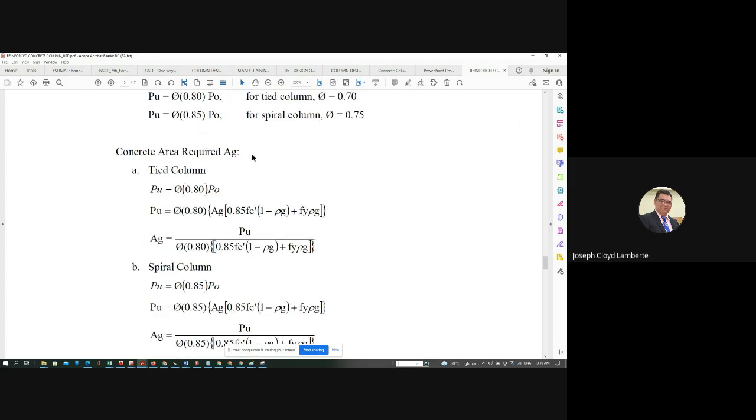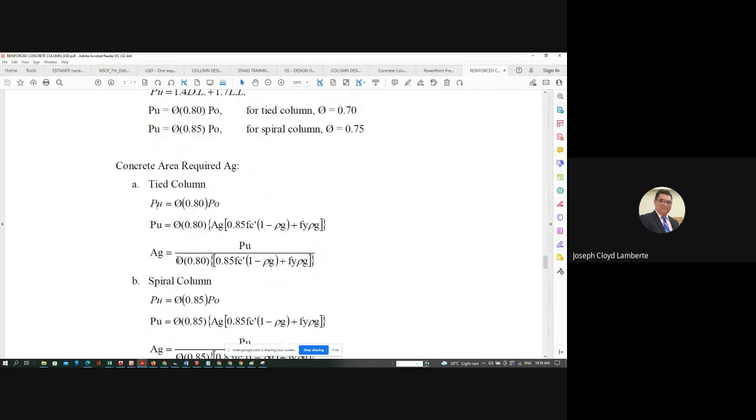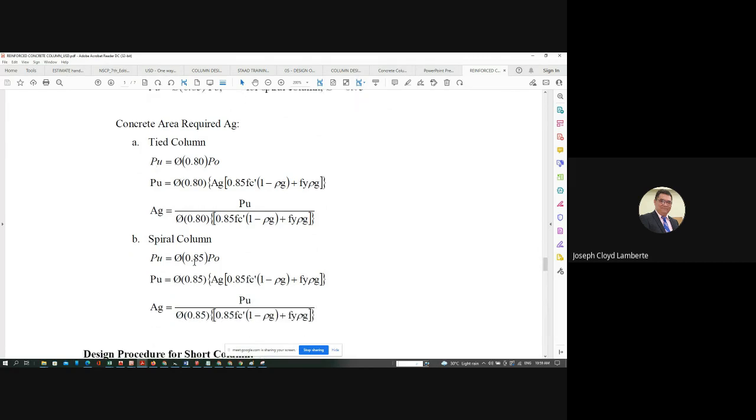Concrete area required, AG. For tight column, PO is equal to the reduction factor times 0.8 times PO. So we can get the AG. AG is PO divided by the reduction factor times 0.80. 0.80 for your tight column, 0.85 for your spiral column.